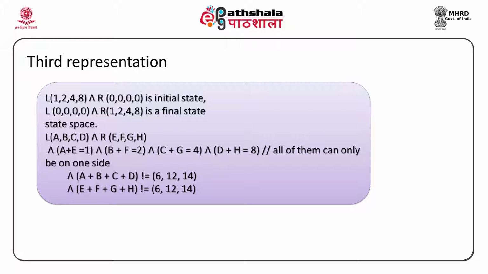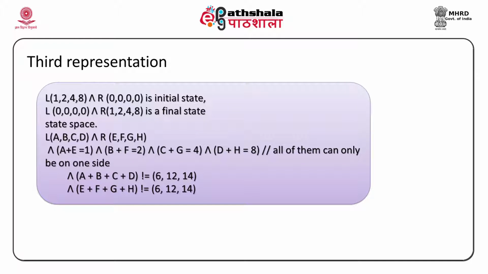Try to understand. Again let me repeat, 1 is farmer, 2 is fox, 4 is chicken, and 8 is grain. So the first statement, first line which says L 1 2 4 8 and R 0 0 0 0, what does it mean? Farmer, fox, chicken and grain on the left hand side, nothing on the right hand side. The second one, L 0 0 0 0 and R 1 2 4 8, same, everything on the right hand side. So these are the initial and final state.